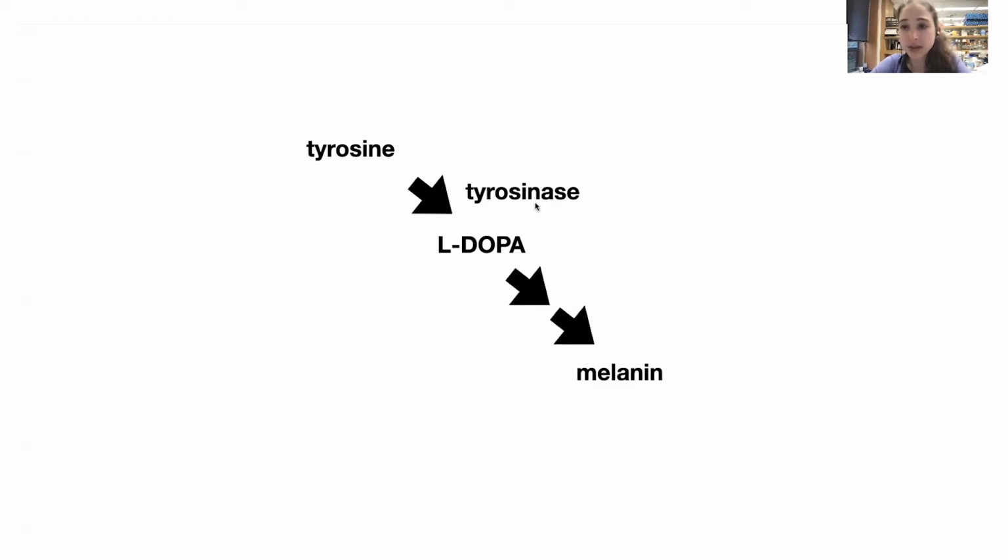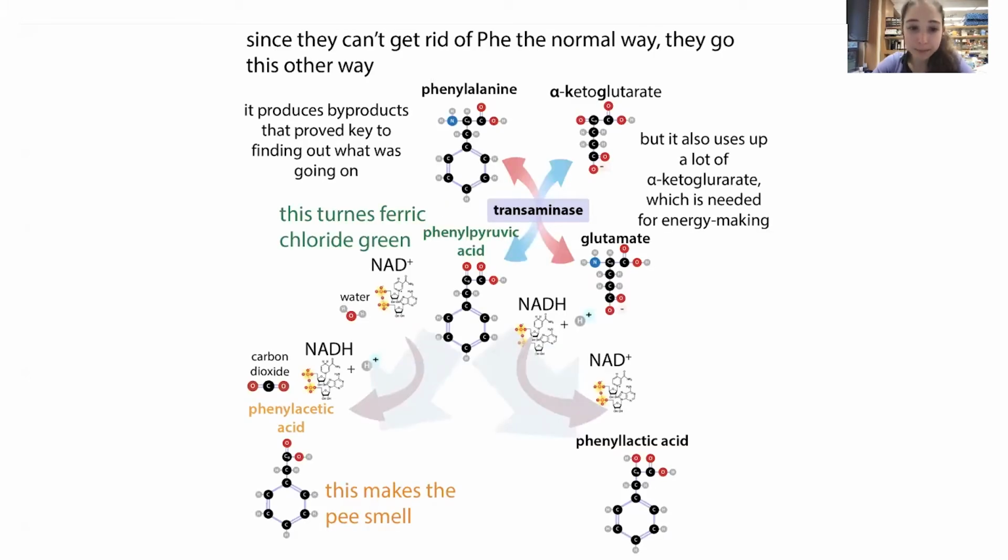So disorders that you can get, like mutations in enzymes in this pathway, can lead to albinism, because melanin is the colored pigment that gives skin its pigment. And so if you have a problem with this pathway, then you can have problems with pigmentation.